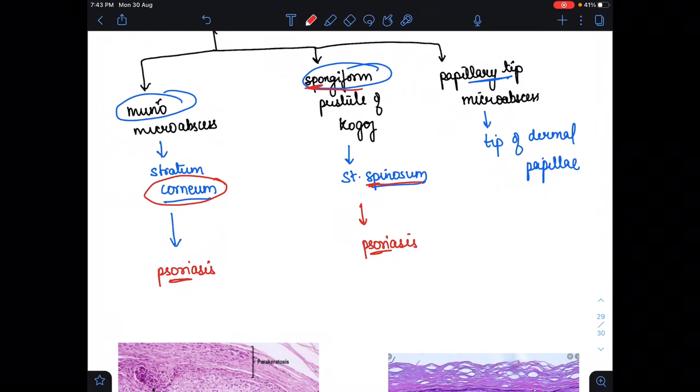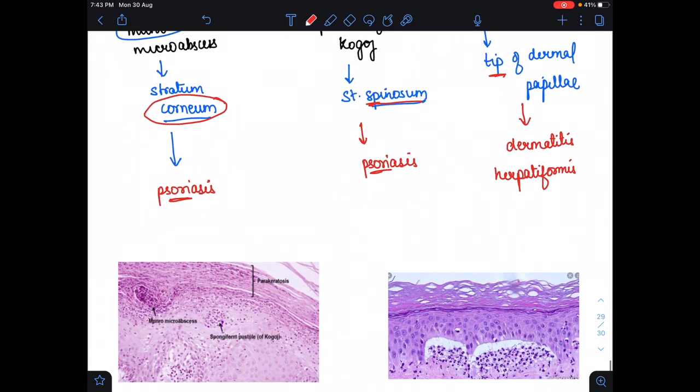While the papillary tip microabscess is present at the tip of the dermal papillae, and for this we have the example of dermatitis herpetiformis. It is seen in dermatitis herpetiformis, and in this we see a subepidermal bullous disorder.